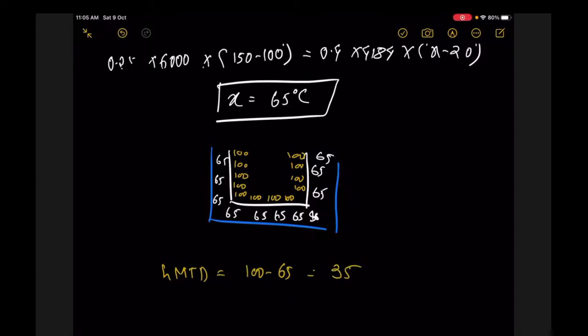Now for this LMTD, you need to calculate the area. Now you might be thinking that it is not counter current, not cross current, not co-current. So it is clearly mentioned in the question, okay, they are perfectly mixed. They have not told anything regarding cross current, counter current, or co-current. So it is a reactor. You can say it is a special type of heat exchanger.